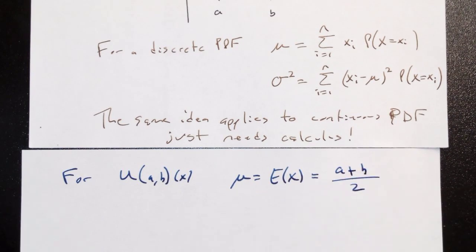Gee, that looks familiar. It's the middle of the box. Halfway between A and B, it's the average of the two numbers. That's exactly the same as it was in the discrete case.